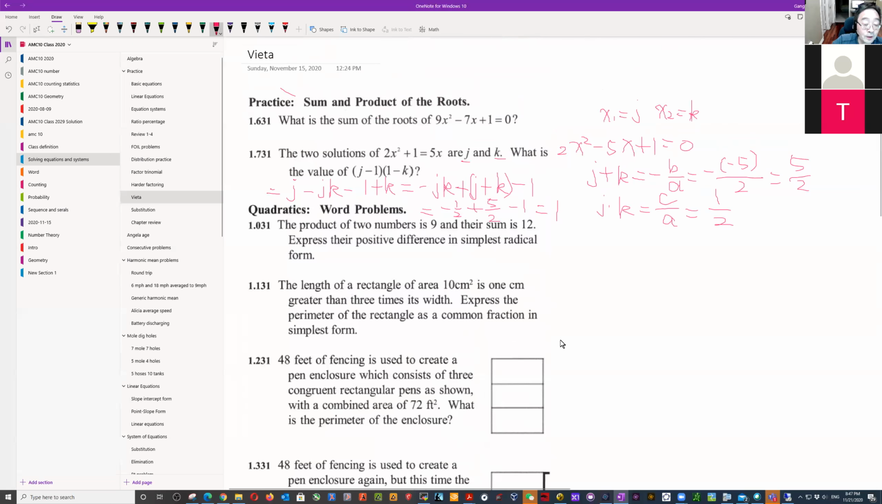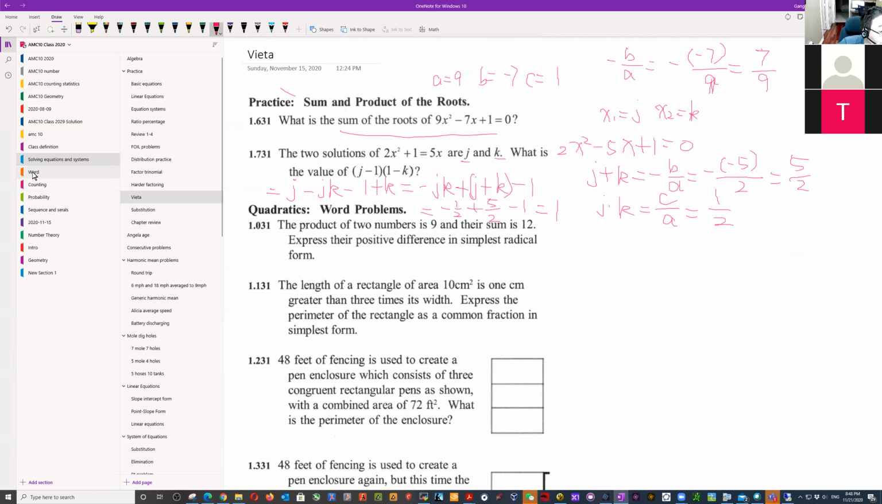And this one is even simpler. What is the sum of the roots of this? The sum of the roots is very, very straightforward. Here a equals 9, b equals negative 7, and c equals 1. The sum of the roots is just negative b over a, and b is negative 7, so it equals 7 over 9. So that's the answer, and that's kind of what this looks like.